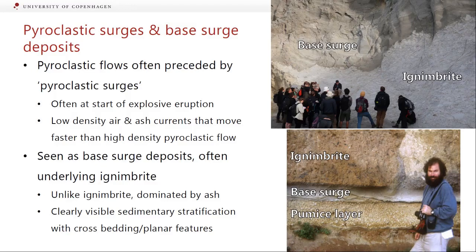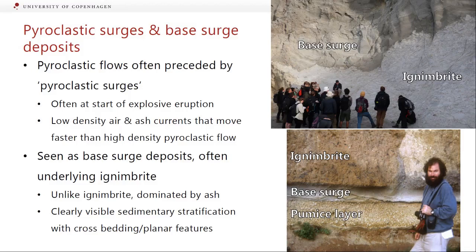So there's another type of ash flow deposit, and these are called pyroclastic surges. And the deposit that's left usually gets called a base surge. And what this is, just before a pyroclastic flow comes down, you kind of get this low density version called a pyroclastic surge. So they move much faster than the high density pyroclastic flow, and it's pretty much just air and ash. And it's doing the exact same thing. It's collapsing down the side of a mountain. It's a density current. It's just faster moving, and it's got less stuff in it. So they're called base surges because often they will underlie an ignimbrite because they happen earlier in an eruption, or they travel faster to get there.